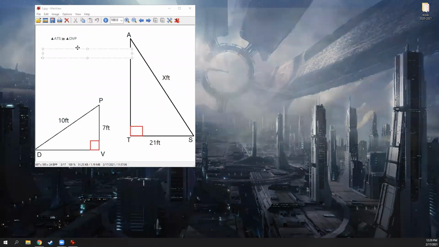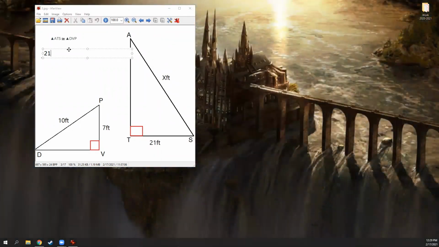We're going to do it just like we did last time. So 21, right? We're going to put big over small. So 21 corresponds to 7. And then over here, we did big over small, so we need to do big, which is x, over small, which corresponds to 10, right? Cool.